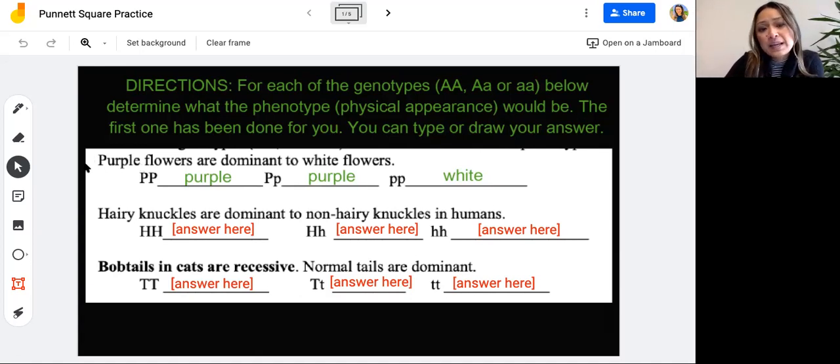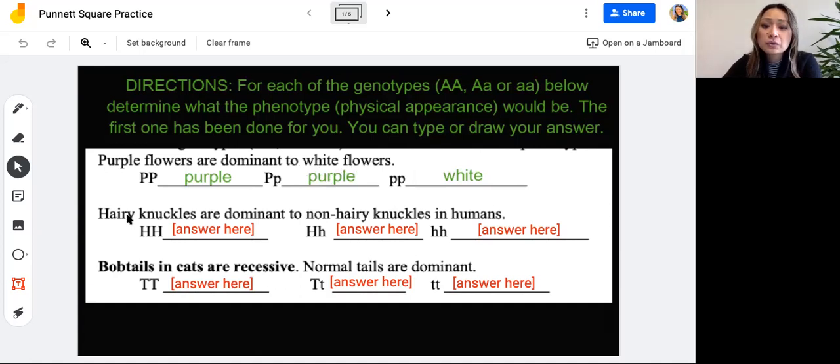So here the example says purple flowers are dominant to white flowers. And from what we learned last time, we assign the capital letter for dominant traits. So if I see 2 capital P's, right, it will be a purple flower. A capital P and a lowercase p, this one is hybrid or heterozygous. And since it has at least one dominant allele or letter, it will show the dominant trait, which in this case is purple. So it will be a purple flower. 2 lowercase alleles or letters will give you the recessive trait, which in this case is white flowers.